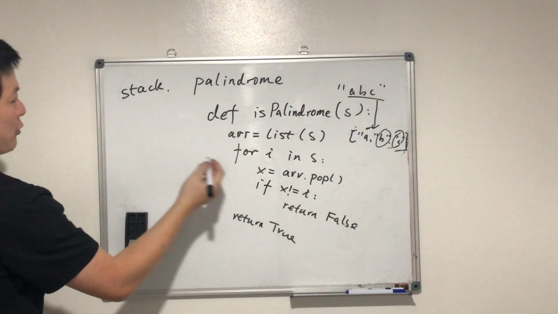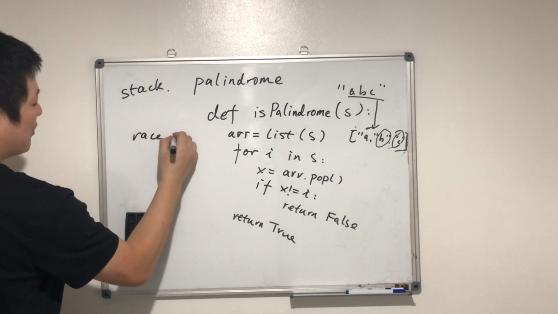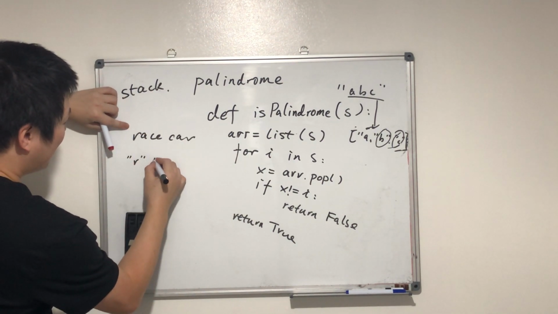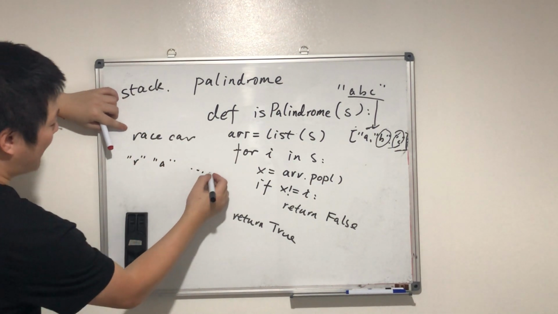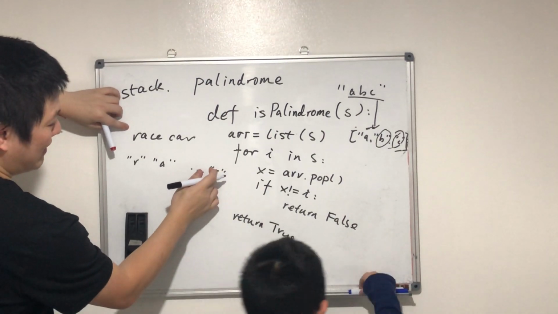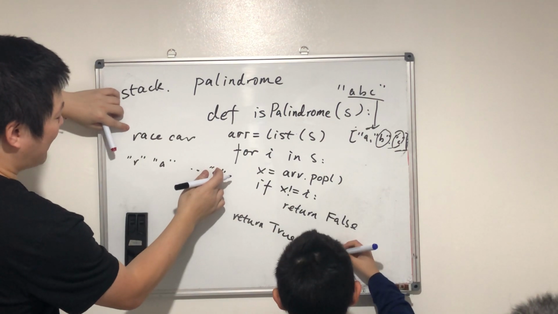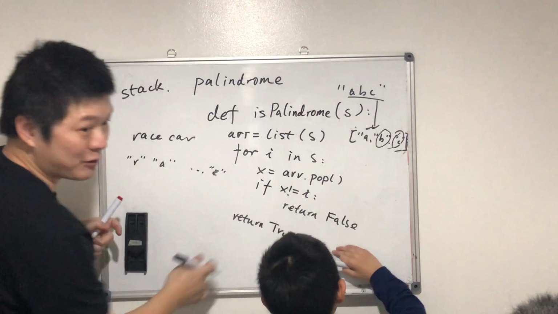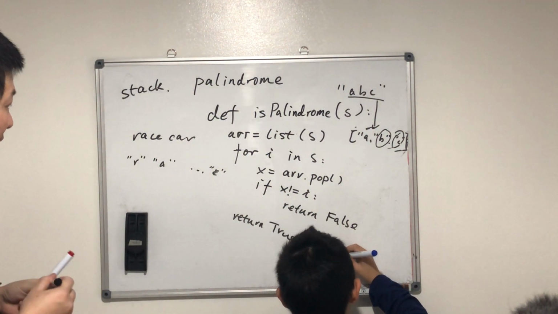And this way, look, if it's racecar, then racecar will become a list, and I take the R first. Racecar, R here, right? And then if it's the same, I continue, pop it, until if it's empty, then we return true. Do you get it?